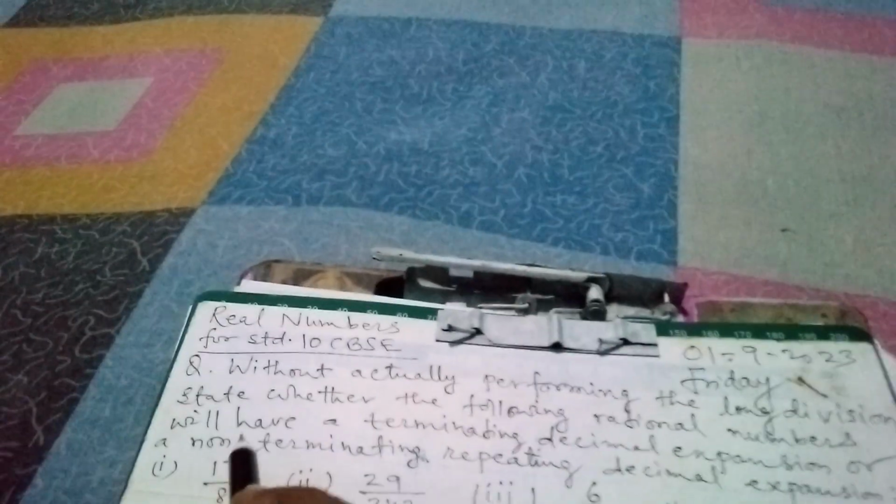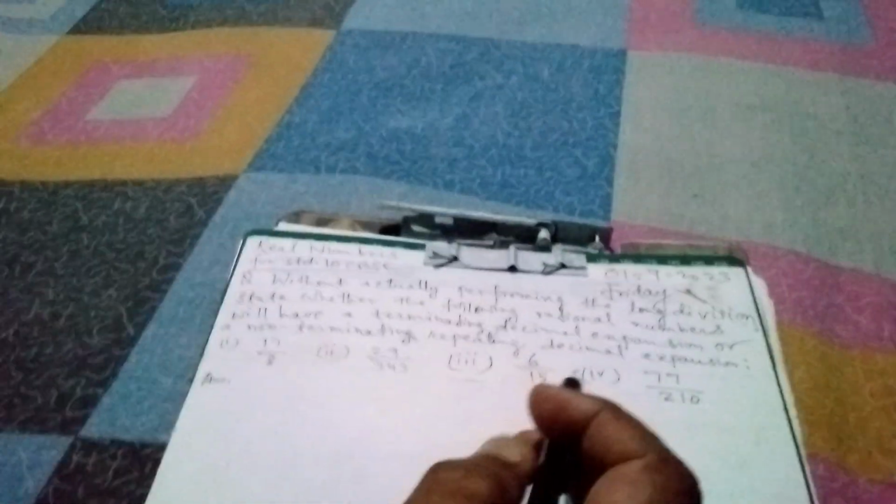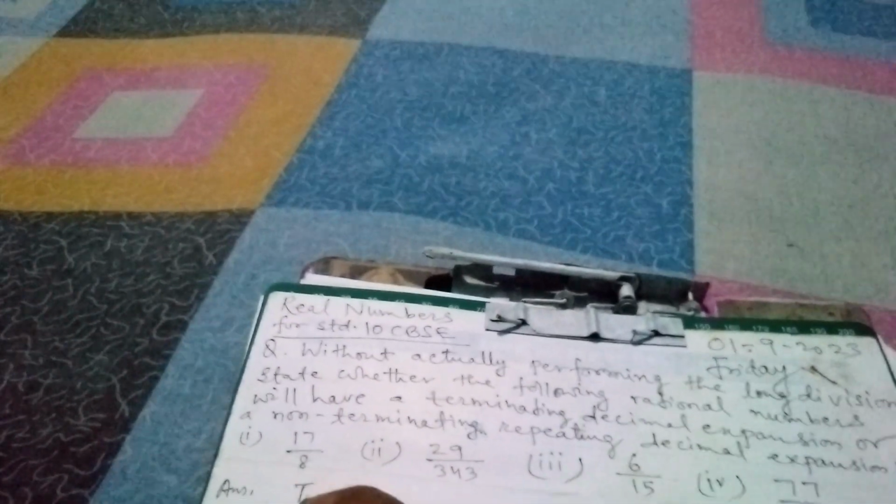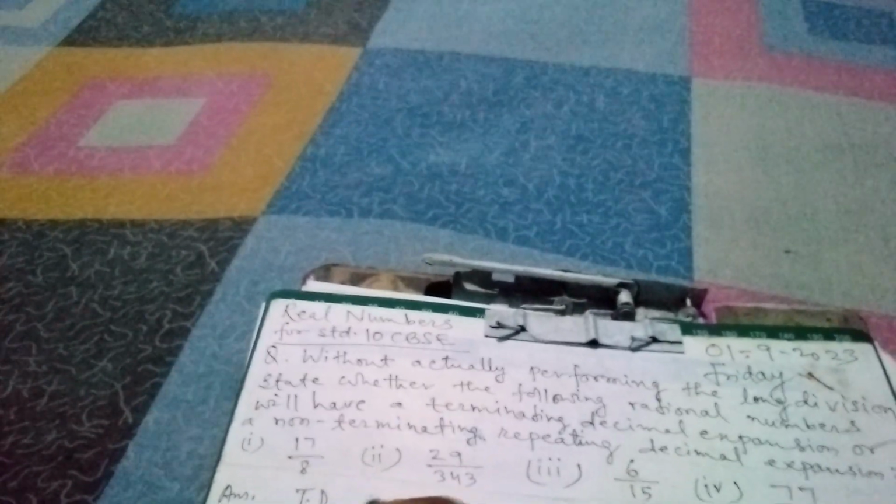The question is, without actually performing the long division, state whether the following rational numbers will have a terminating decimal expansion or a non-terminating repeating decimal expansion. Before explaining which of these are terminating and which are non-terminating, I should tell you what a terminating decimal, TD, is. Okay, one example I am taking.